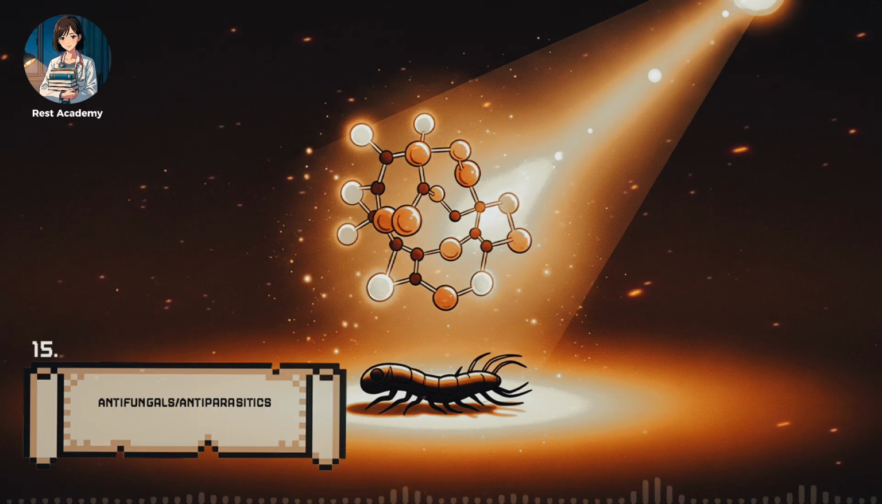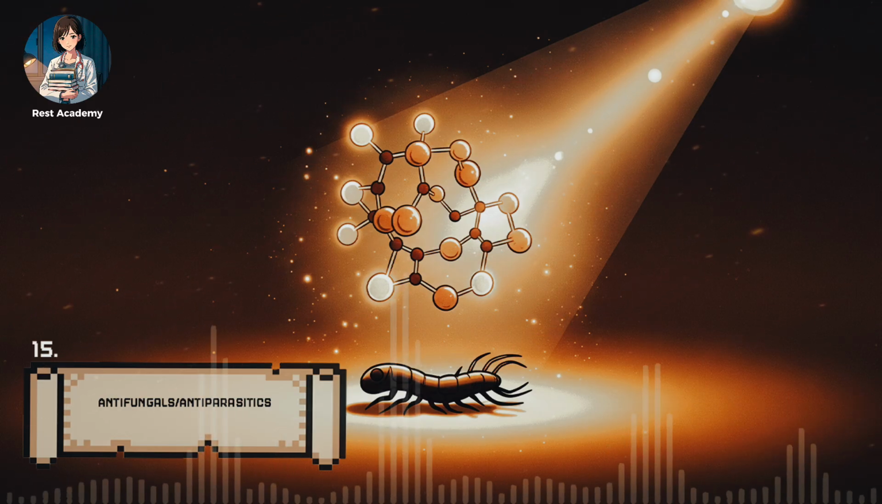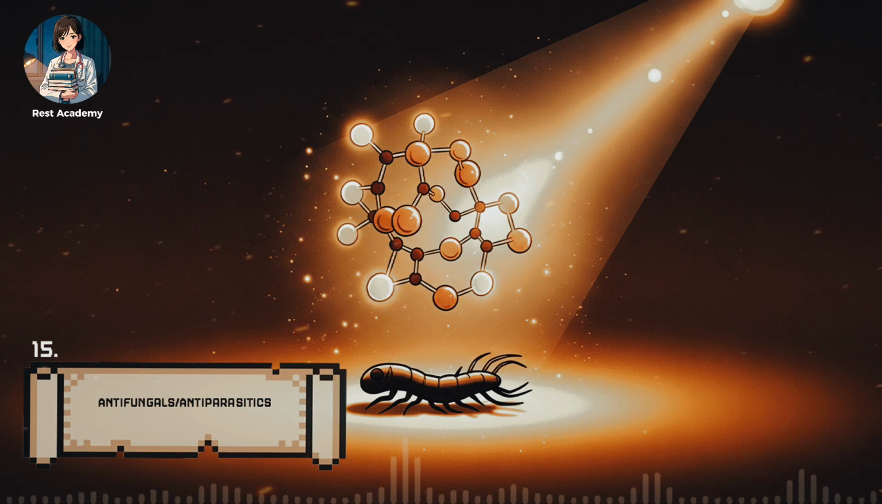Begin with antifungals that strike the membrane. Polyenes such as amphotericin B bind ergosterol, the principal sterol in fungal membranes.